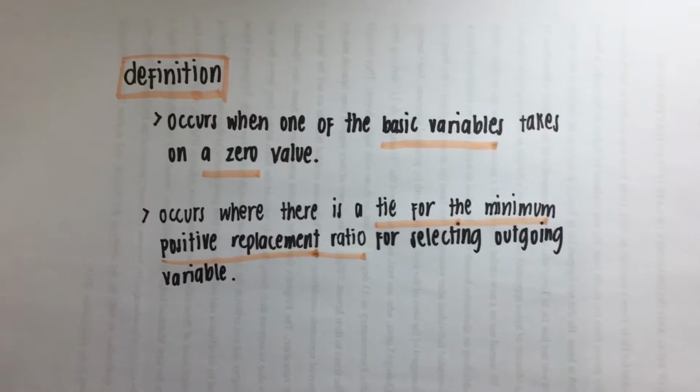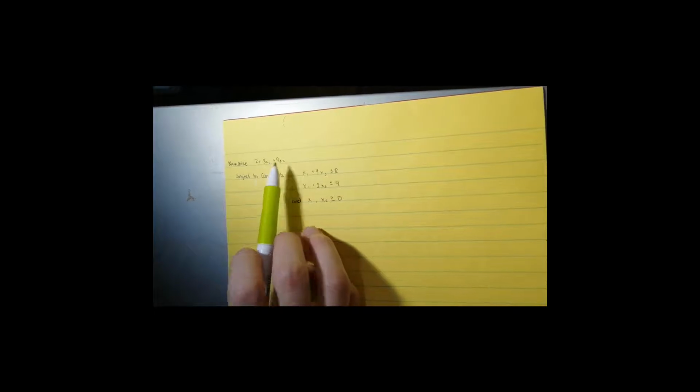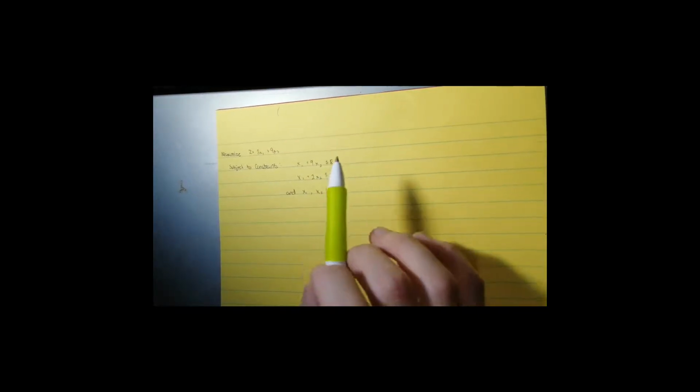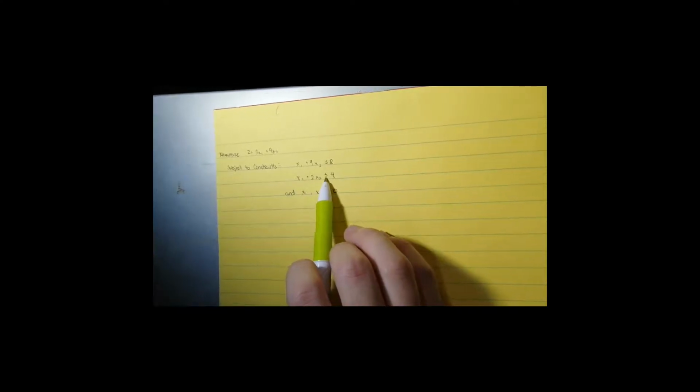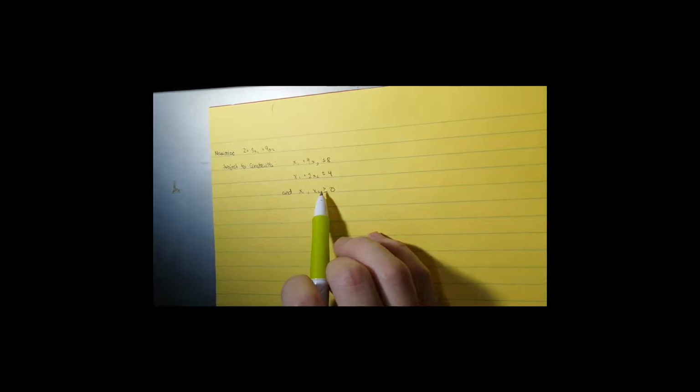Let's take a look at some examples of degeneracy. An example of degeneracy: given an objective function of z equals 3x sub 1 plus 9x sub 2, subject to the constraints x sub 1 plus 4x sub 2 is less than or equal to 8, x sub 1 plus 2x sub 2 is less than or equal to 4, and the variables x sub 1 and x sub 2 are greater than or equal to 0.